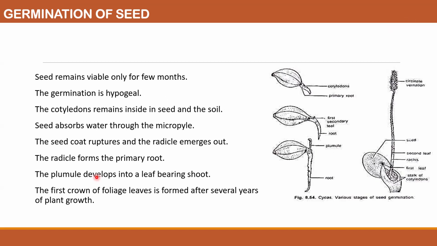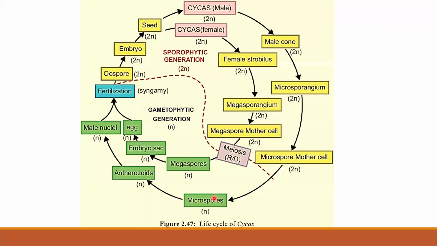The germination is hypogeal and the cotyledons remain inside the seed in the soil. The seed absorbs water through the micropyle. The radicle forms the primary root and the plumule develops into a leaf-bearing shoot, forming the first crown of foliage leaves after several years and therefore developing into the well-developed sporophytic phase.